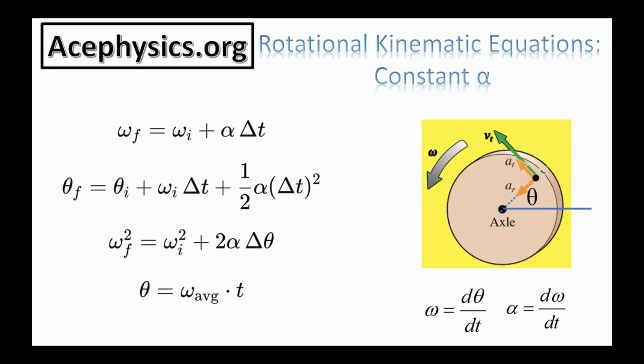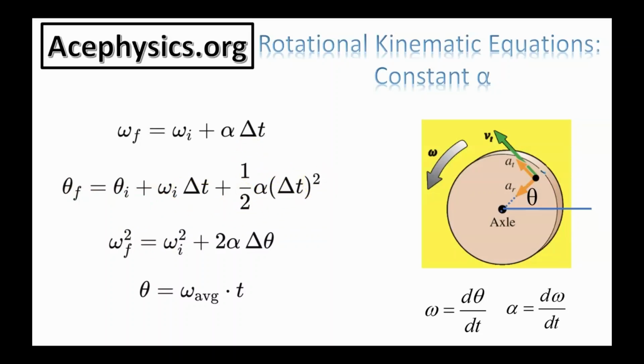Before we begin solving problems, which is the best way to learn rotational kinematics, I want to present to you the rotational kinematic equations for constant angular acceleration alpha. These are the four kinematic equations. As you can see, they're almost identical to the kinematic equations for linear motion. The only difference is that v is replaced with omega and a is replaced with alpha. The first equation is omega final equals omega initial plus alpha times delta t. Equation number 2 is theta final equals theta initial plus omega initial t plus 1/2 alpha t squared.